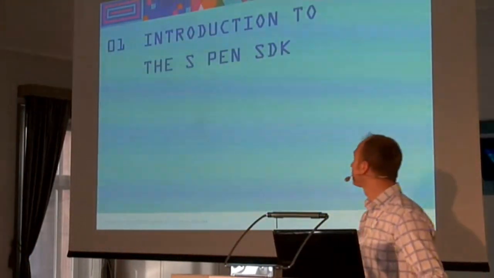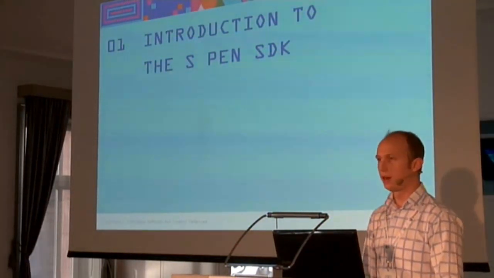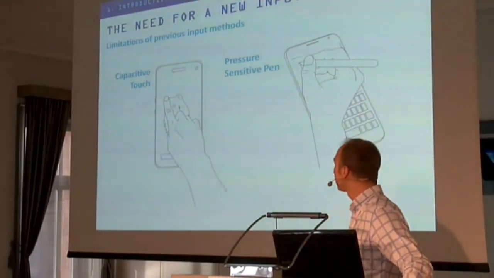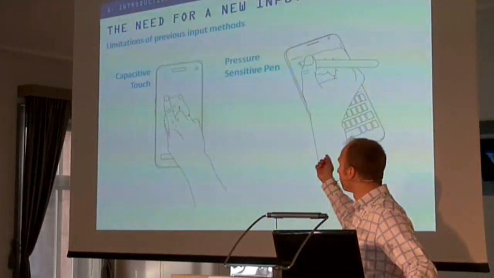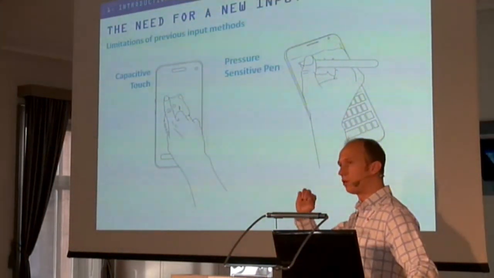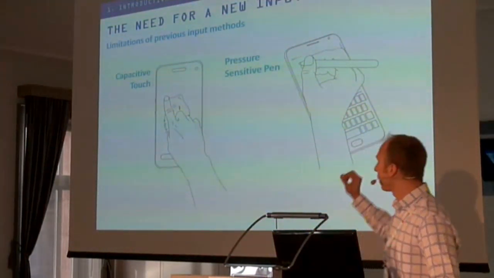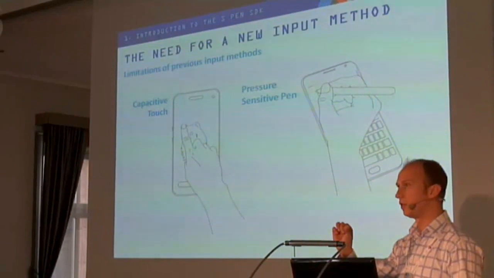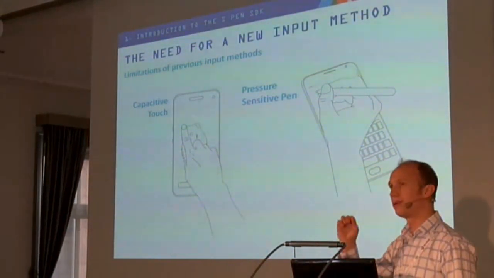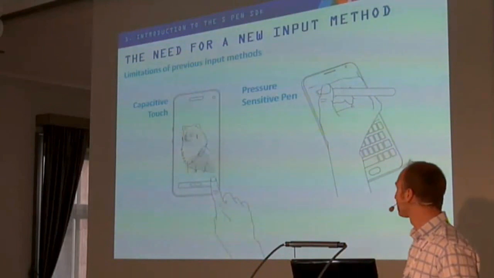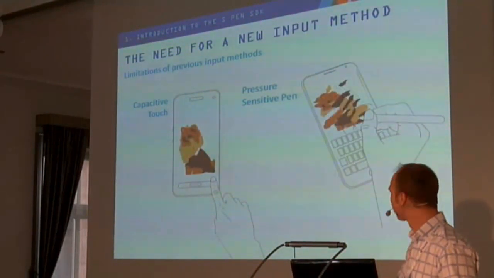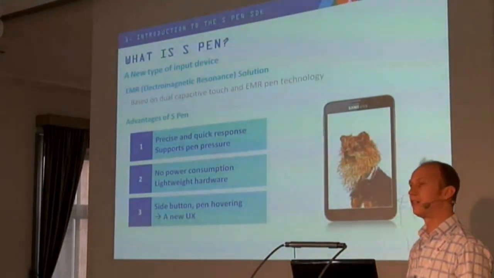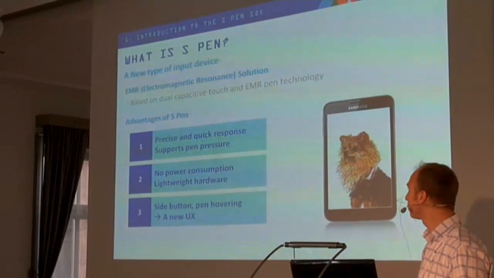Okay, first of all, let's talk about what the S Pen and S Pen SDK are. But before we talk about this, let's look at this picture. Before the S Pen SDK, we have something like capacitive touch and pressure sensitive. And of course, we know that these functionalities weren't too fast, and of course, they are not so precise. Okay? And here we have the S Pen that does not suffer from these disadvantages.